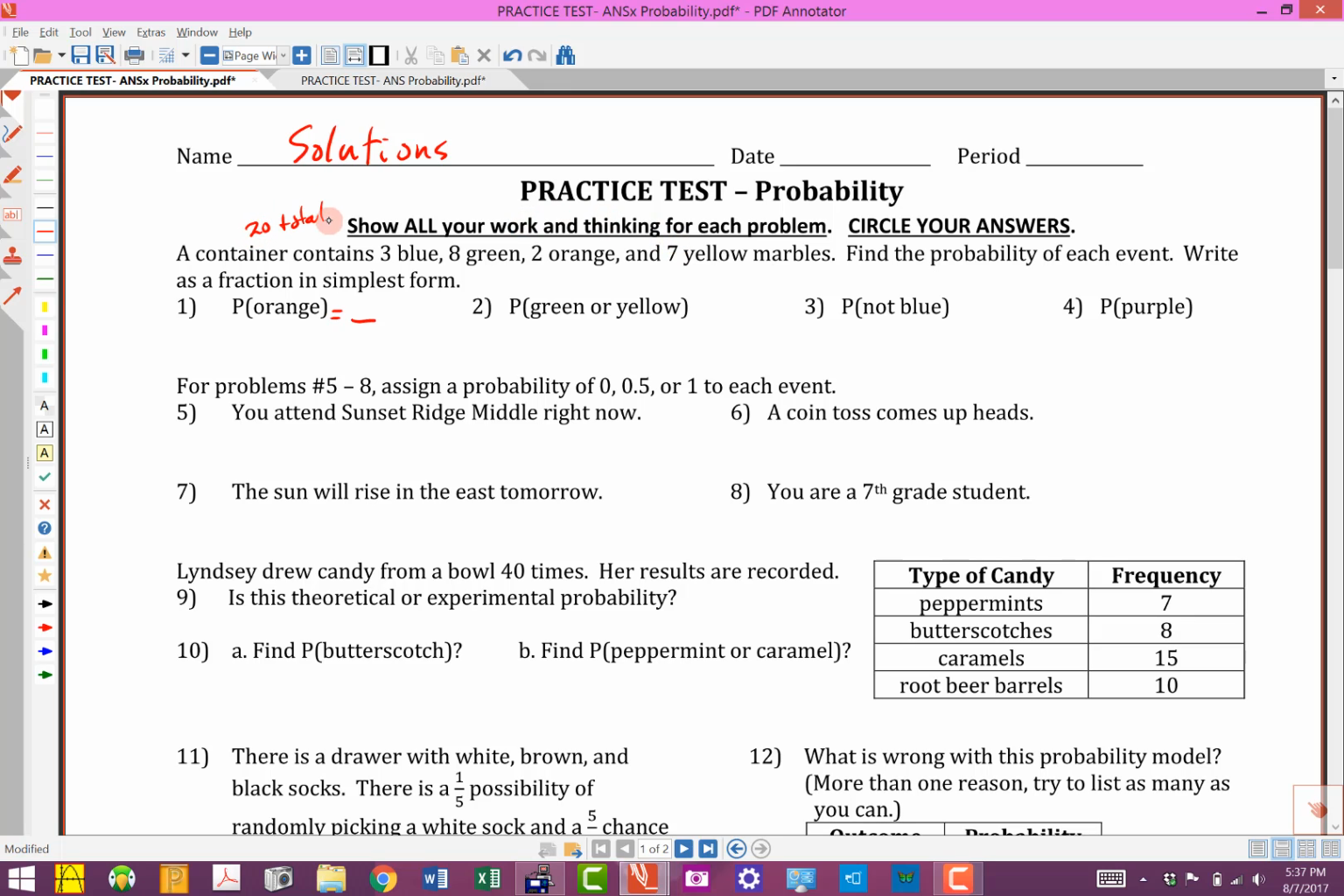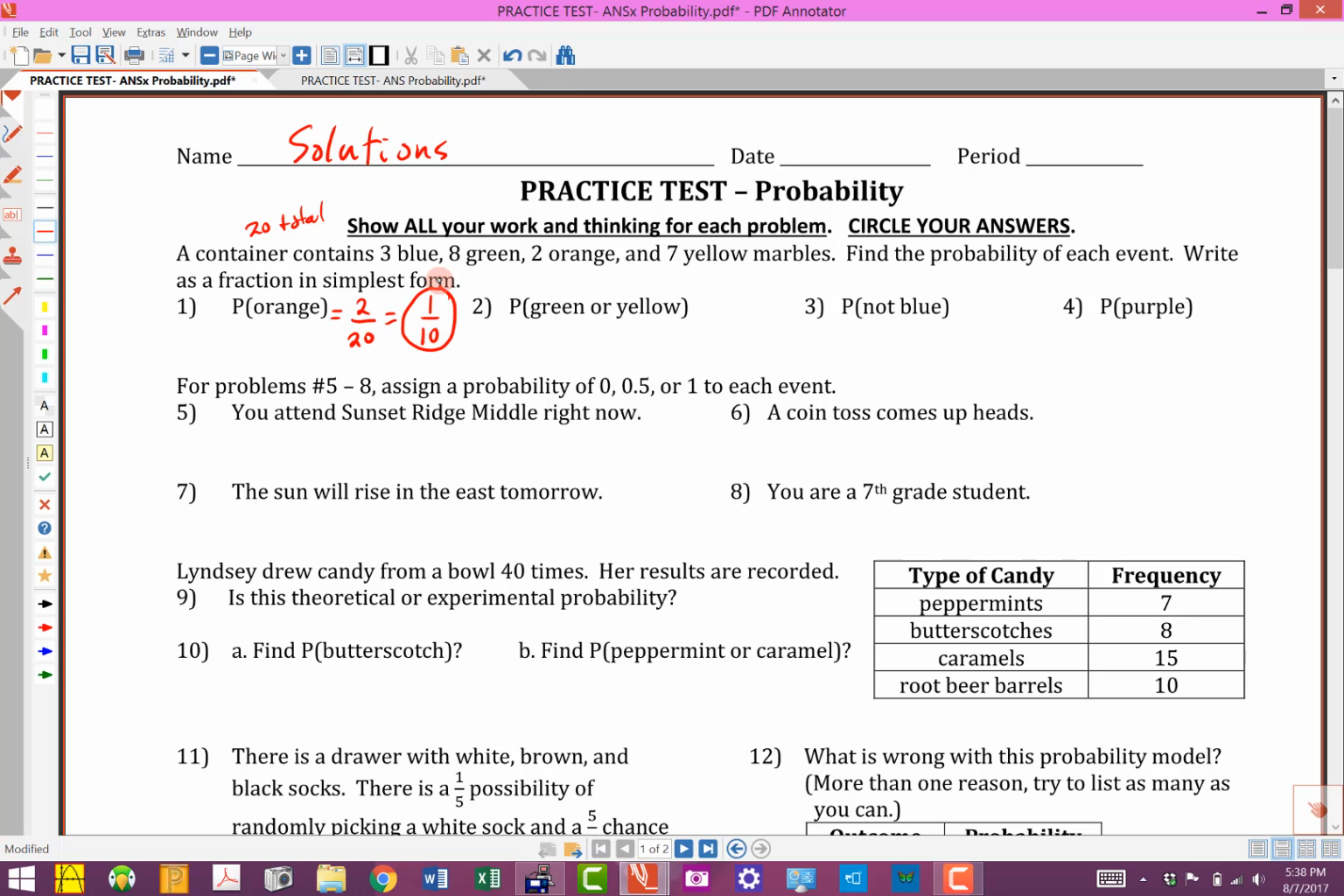There are 20 total marbles here. So that means there are 20 different outcomes. So we're going to compare each one of these to 20, and we want the 2 orange ones. So there are 2 ways we can get an orange, so that's going to be the answer, but remember it said write it in simplest form, so we're going to reduce that to 1/10.